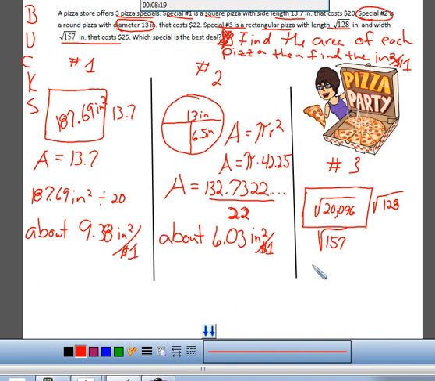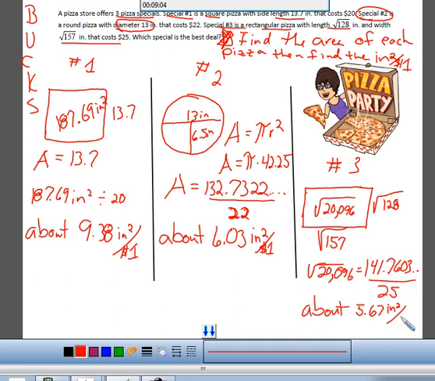So when you take the square root of 20,096, you get 141, and since it's not a perfect square, it's not a rational number, so it's going to keep on going forever. So we'll just write 141.7603 dot dot dot, leave it in your calculator, divide it by 25 because that's the price for that pizza, and when you do, you get about 5.67 inches squared per dollar.